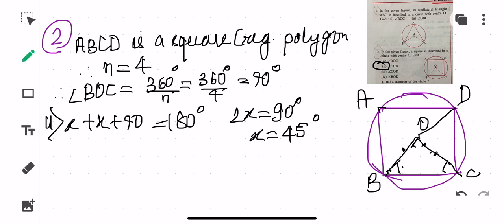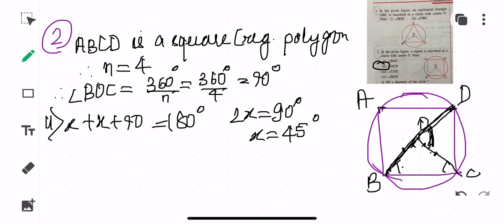Because you already found out that this particular angle is equal to 90 degrees. So this particular line will be acting as a diameter, because we found out that this angle is 90 degrees and this angle is also equal to 90 degrees. So both of them are equal to 90 degrees, which means what? BD will happen to be the diameter. Okay, so in this way you can just do the second sub question.